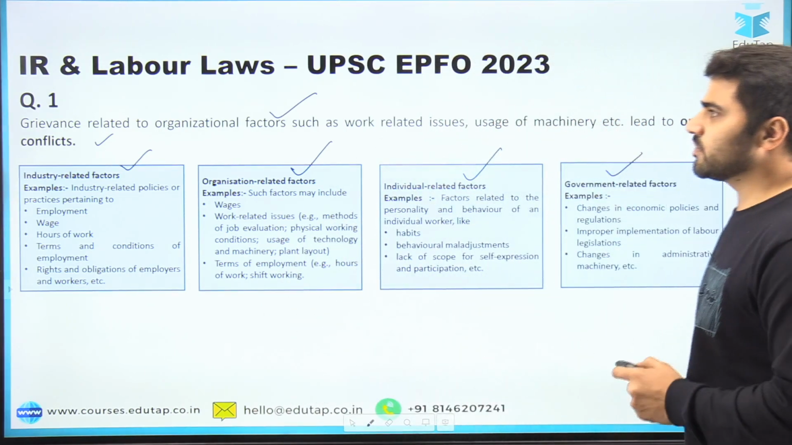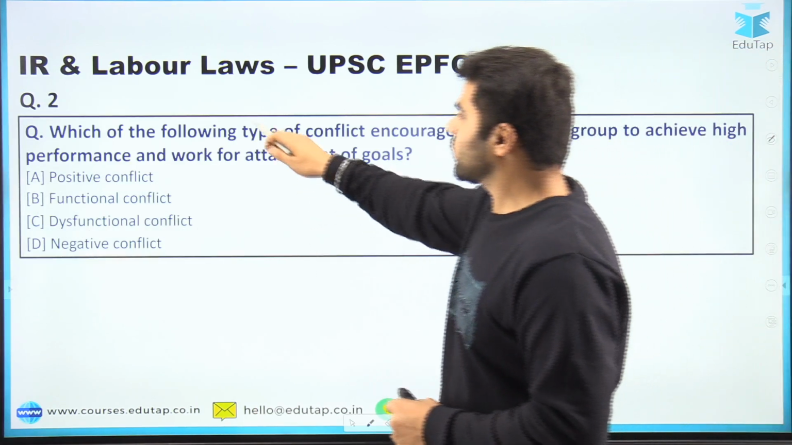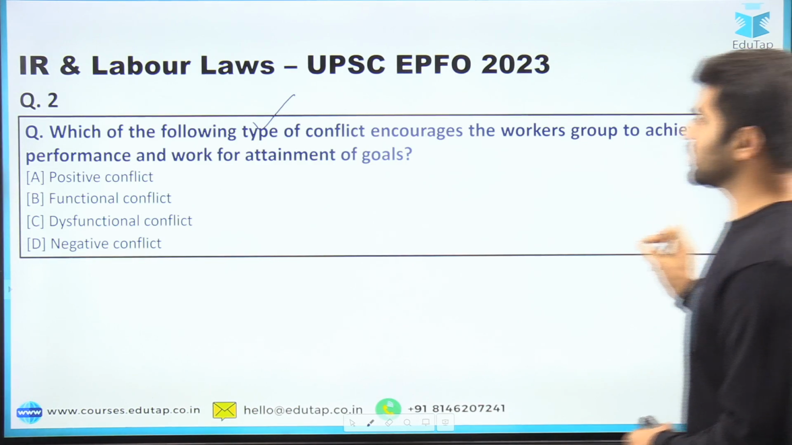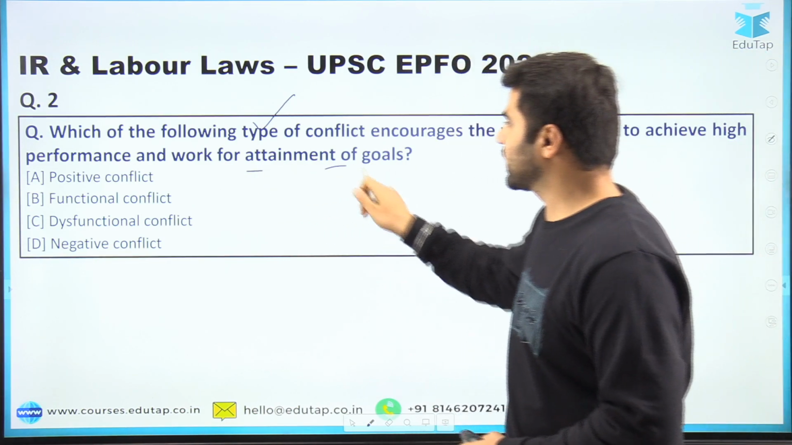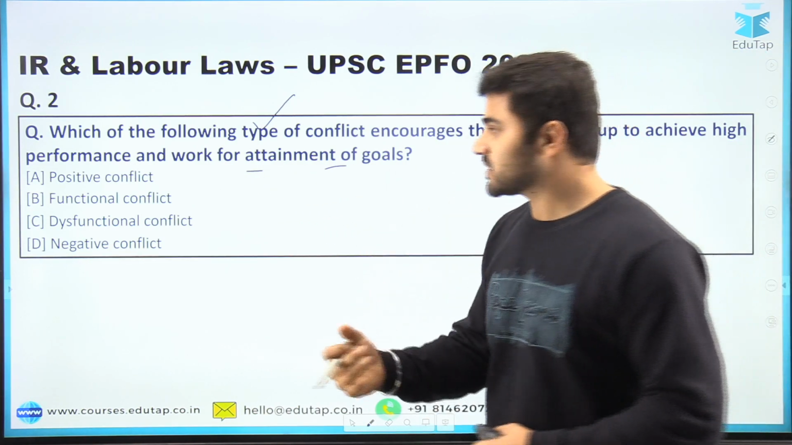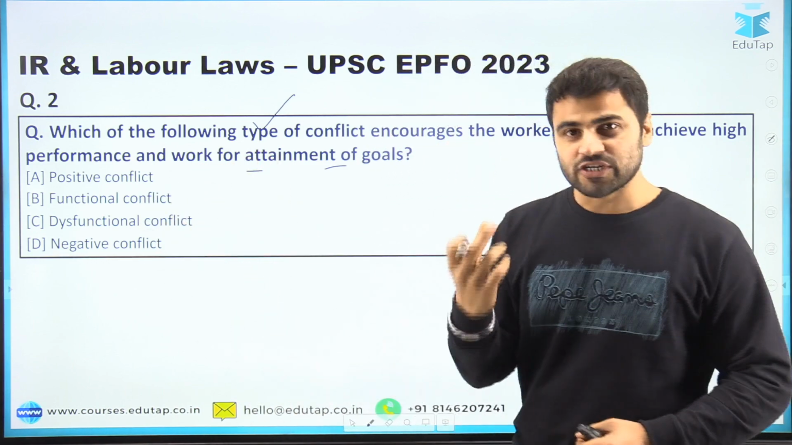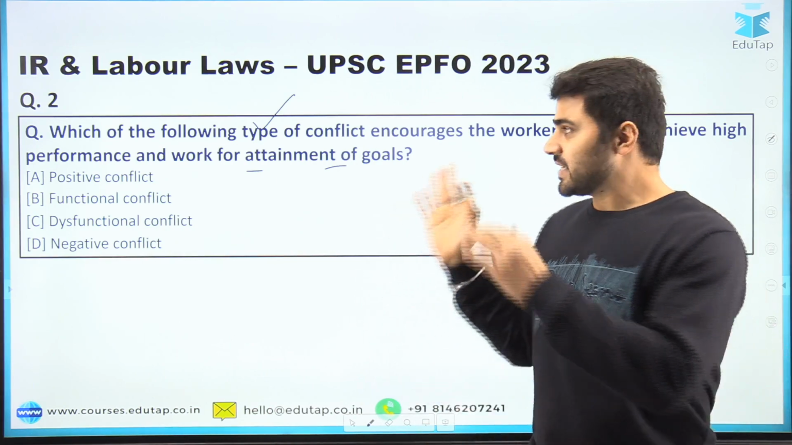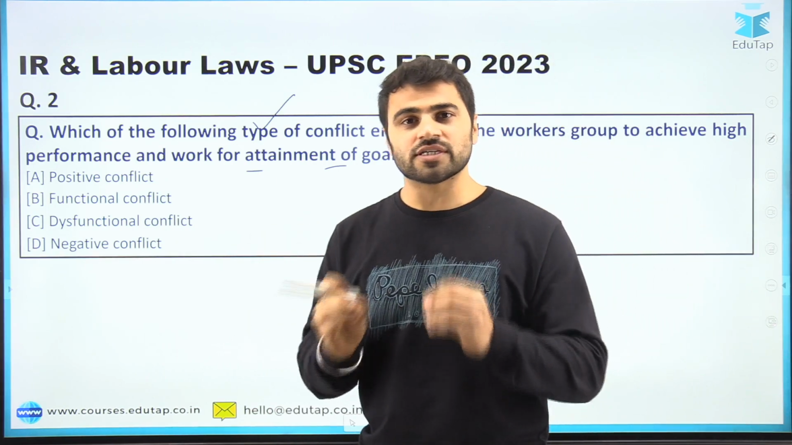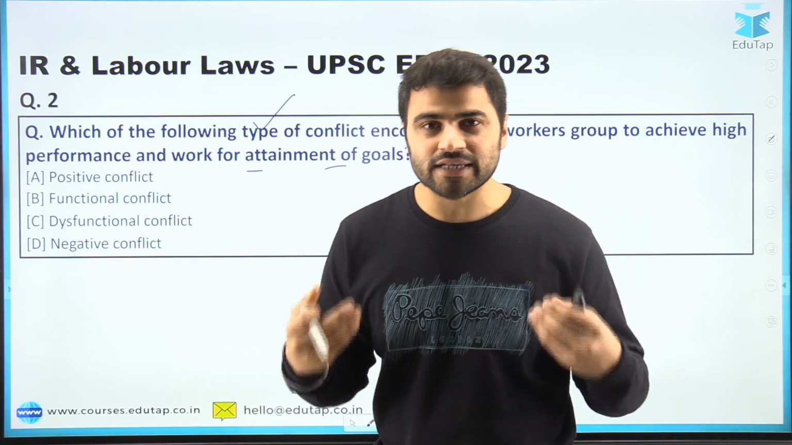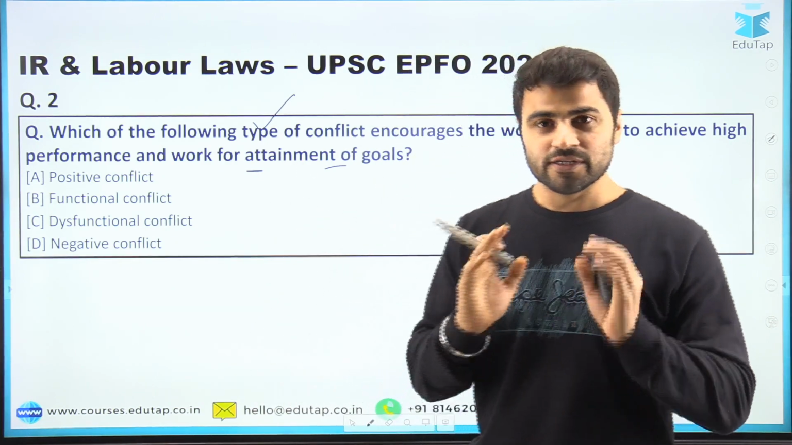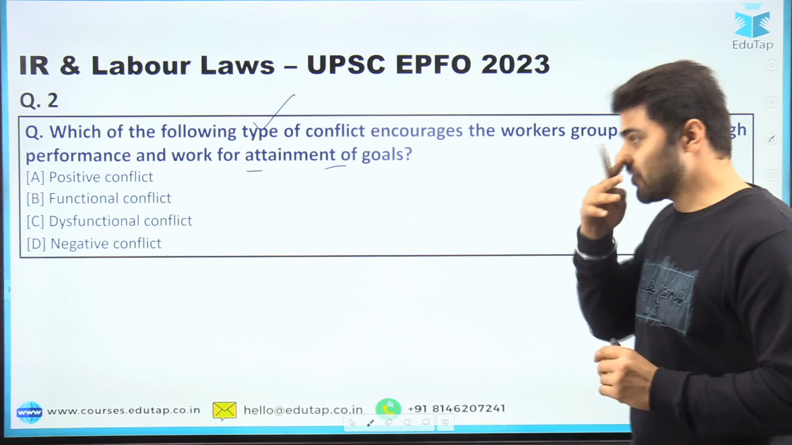Now let's move to question number 2. Which of the following types of conflict encourages the workers group to achieve high performance and work for attainment of goals? Your options are positive conflict, functional conflict, dysfunctional conflict, or negative conflict. In the IR component, these kinds of questions are very common, so you need to understand the theoretical part and the important concepts covered in the IR component so that you can address these questions very easily.